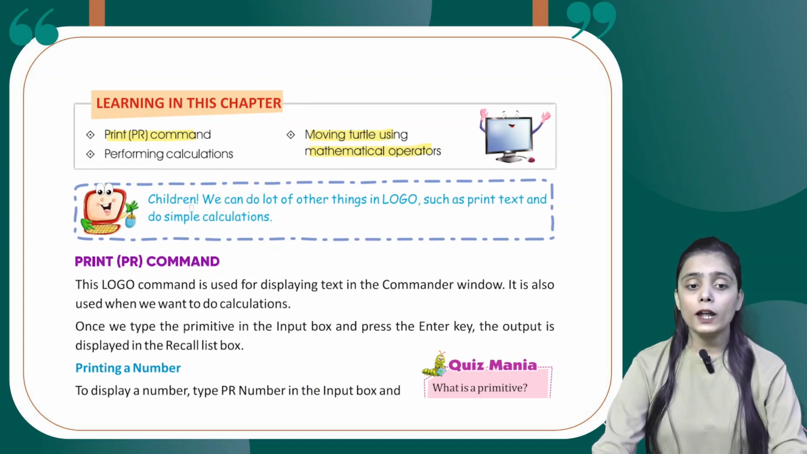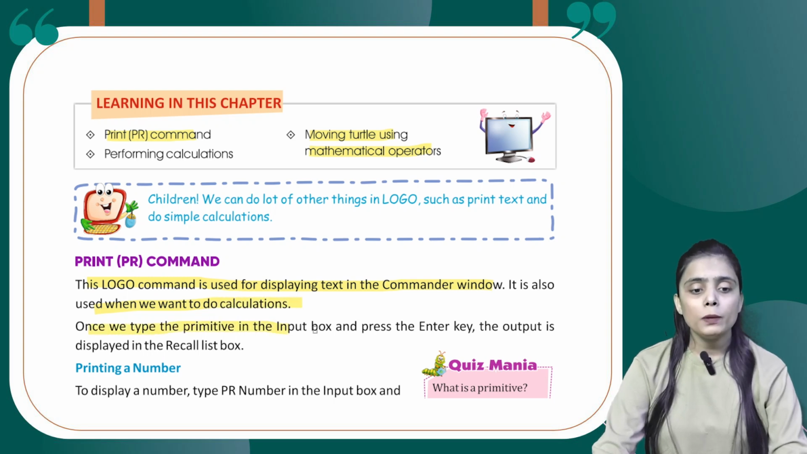So children, we can do a lot of other things in Logo such as print text and do simple calculation. So first of all, we are going to understand print, that means PR command. Okay, so this Logo command is used for displaying text in the commander window. It is also used when we want to do calculations.